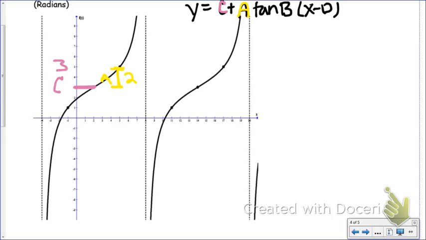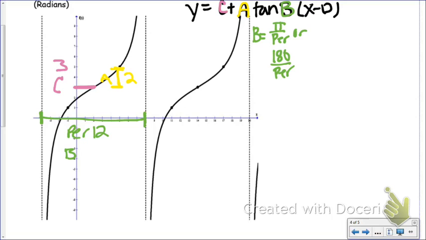Now B is a little bit different. If you remember, the tangent parent function has a period of only 1 pi. So B is going to be 1 pi divided by my period, or it's going to be 180 divided by the period. Actually, let's go ahead and find that, sorry. The period is however long it takes to repeat itself. If I start over here at this asymptote, that period is going to end over here at the other asymptote. So that distance of the period is 12. So that means that my B is going to be pi divided by 12.